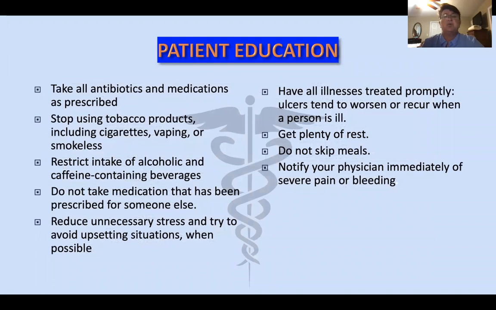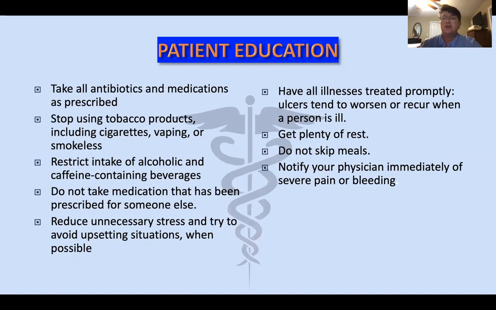Patient education is important with these patients. The most important thing is that they take all prescribed antibiotics and medications and not stop taking them halfway through the course of antibiotics or medicines. Cease the use of tobacco products, including cigarettes, vaping, or smokeless tobacco. They need to restrict the intake of alcohol or caffeine-containing products, and not take medications that don't belong to them.